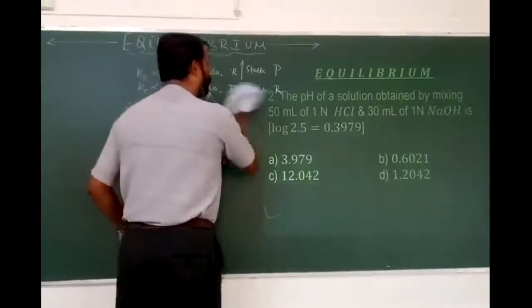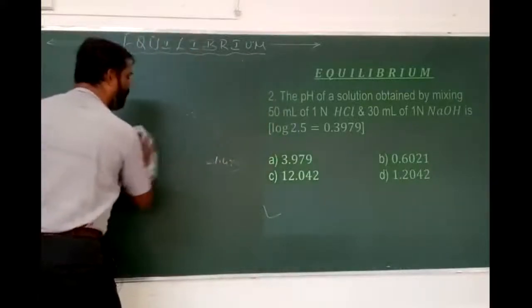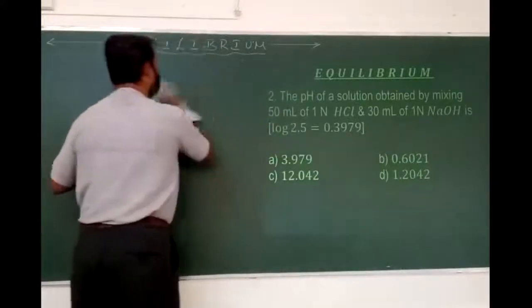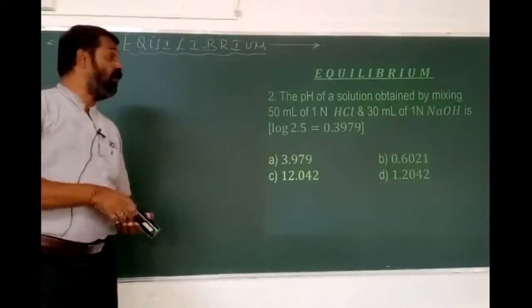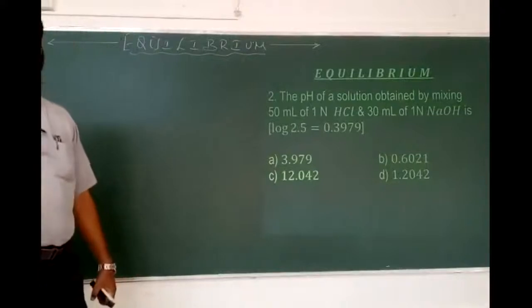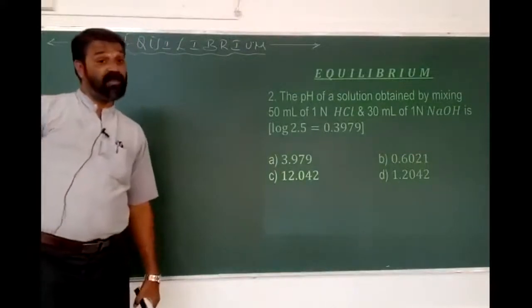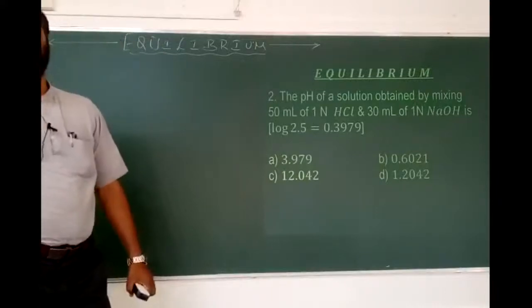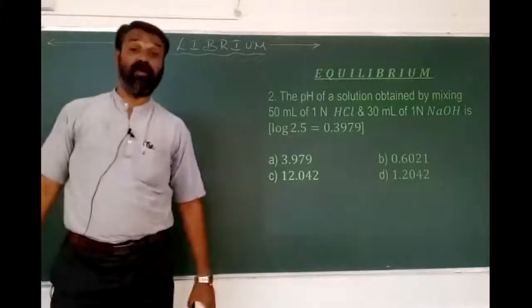The next question: what is the pH of the solution obtained by mixing 50 ml of 1 normal HCl with 30 ml of 1 normal NaOH? Given that log 2.5 is 0.3979. No doubt it is an acid base reaction, but 100% neutralization depends upon whether the number of gram equivalents of the acid is equal to the number of gram equivalents of the base.